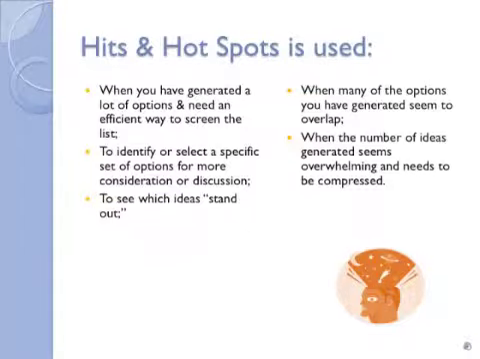Hits and Hotspots is used whenever you've generated a lot of options and you need a very efficient way to screen the list. It can also be used to select a very specific set of options for more consideration or discussion. You might also want to use it to see which ideas really stand out or sparkle. Or use it when many of the options you've generated just seem to overlap. You can also use it when the number of ideas seems really overwhelming and you just need to compress some of these ideas.